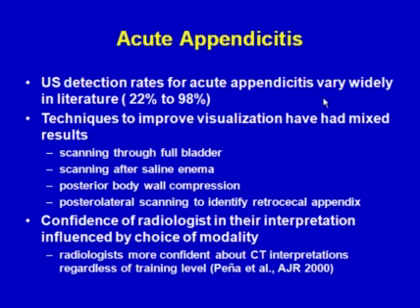Unfortunately, the ultrasound detection rates for acute appendicitis vary widely in the literature, reported from anywhere from 22 to 98%. And there have been all kinds of attempts to try to improve the visualization with mixed results. There have been suggestions of scanning through a full bladder, scanning after a saline enema, posterior body wall compression, or scanning in the posterolateral position in order to identify a retrocecal appendix.